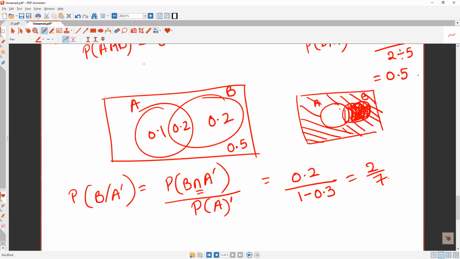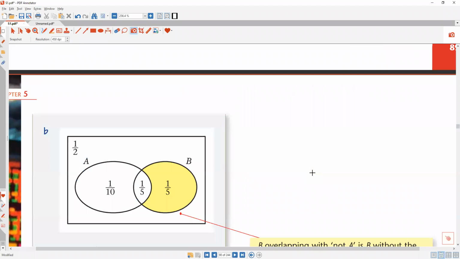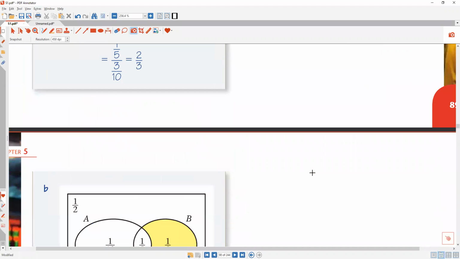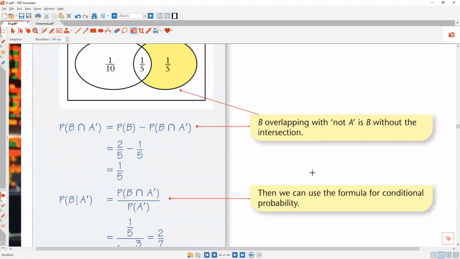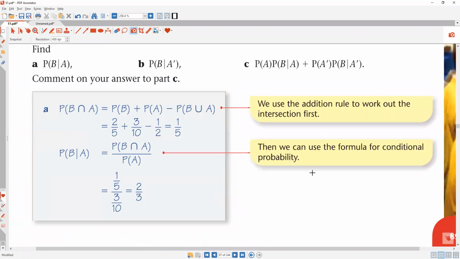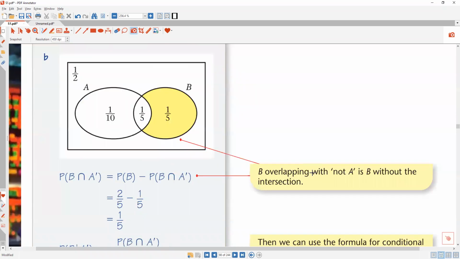Let's see the answers from our textbook. Is this correct or not? They got 1 by 5. Okay. Did I make any mistake in the probability? 1 by 5, yeah, same. Correct. 1 by 5 is what? 0.2. I have everything correct. You got 2 by 7 and 1 by 5. Something is wrong over here. P(B intersection A complement). Okay, sorry. The last answer is 2 by 7. Yes, the last answer is 2 by 7.